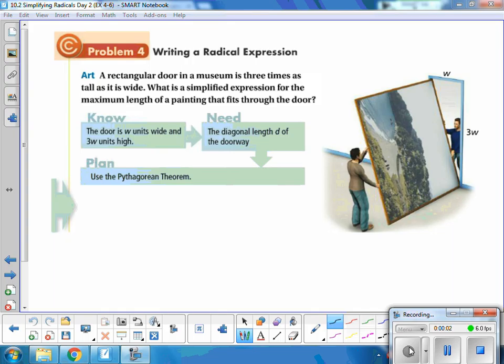Well, hello there. We're on lesson 2 of simplifying radicals. One way to simplify radicals is by factoring them, so we're going to do some factoring. In this one, we're going to write a radical expression before we work with it.